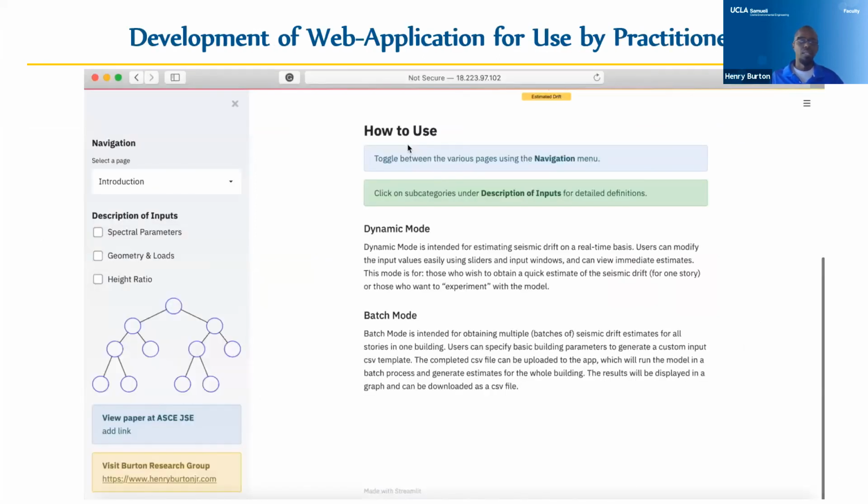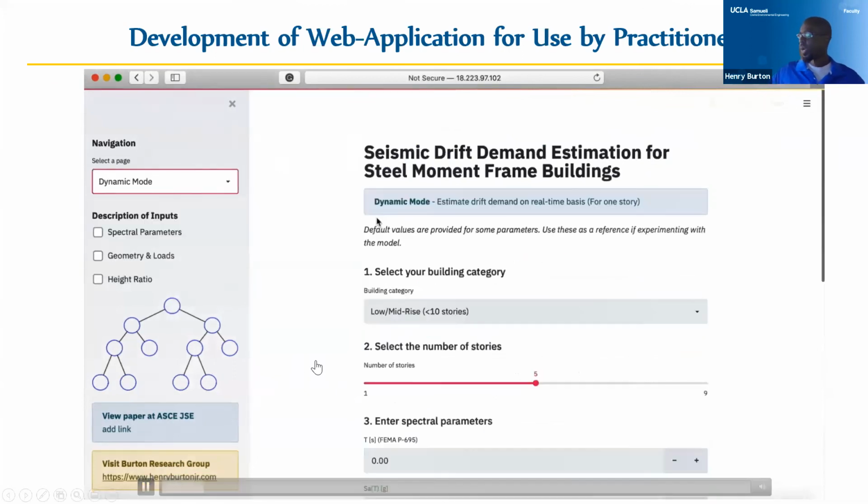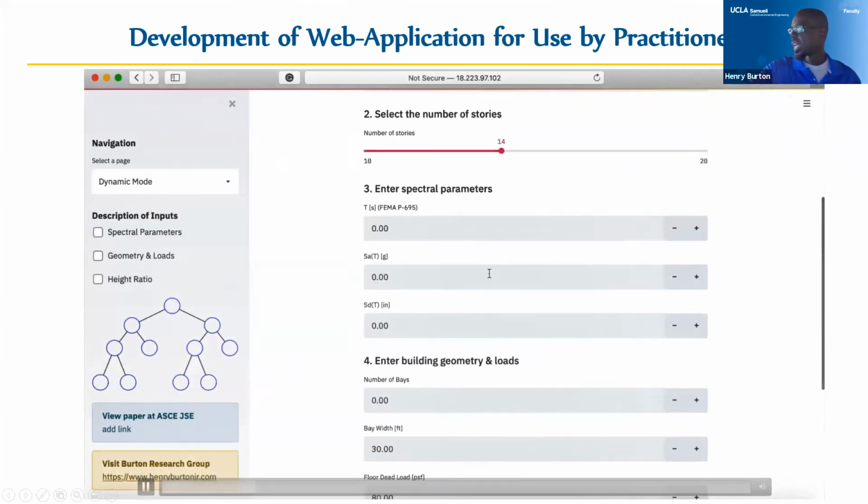Now, again, because these types of models cannot be written down like XGBoost, you don't have equations for a random forest model. So one of the things that we did, with the goal of developing tools to be used by practitioners, was build this web app that implements this drift demand prediction model based on the random forest. I'm just going to play a short video here that walks through it.